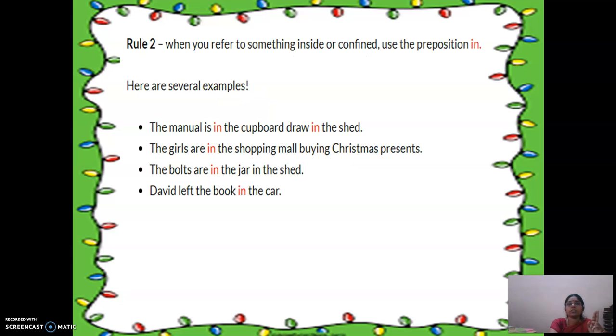So second rule is when we have to use the preposition in. When you refer to something inside or confined, we use the preposition in. Example, the manual is in the cupboard drawer in the shed. The girls are in the shopping mall buying Christmas presents. The bolts are in the jar in the shed. David left the book in the car. So all these are prepositions using in.